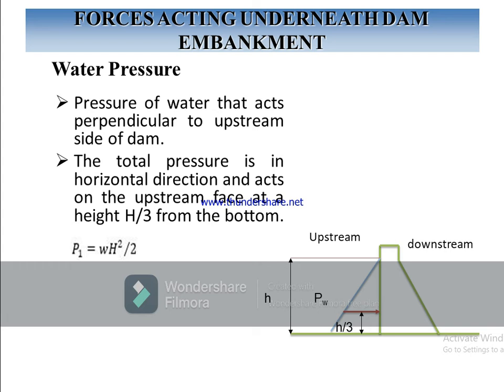So the total pressure acts in a horizontal direction on the upstream face at a height of h by 3 from the bottom, which is the centroid of the triangular forces. And P1 is equal to W, the unit weight of the water, multiplied by h square, just the height square, divided by 2, because this is showing a triangle. So this is equal to W h multiplied by h divided by 2, which is equal to the area of the triangle.